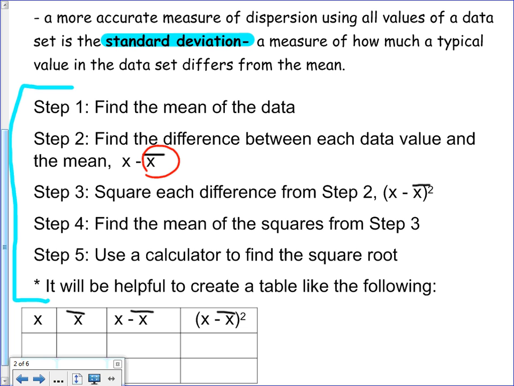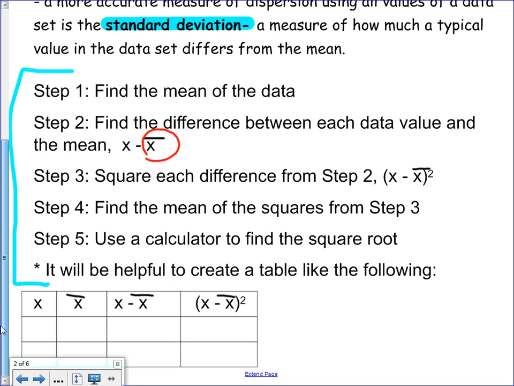So what we want to do is create a table that looks like this. We have our values, the x. Then we have the difference between the mean and the value, and then we square that result. So that's what we're trying to do there.